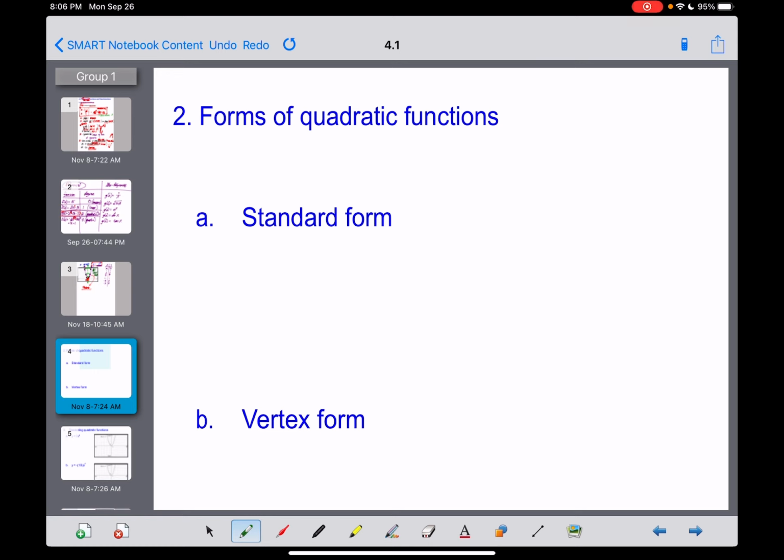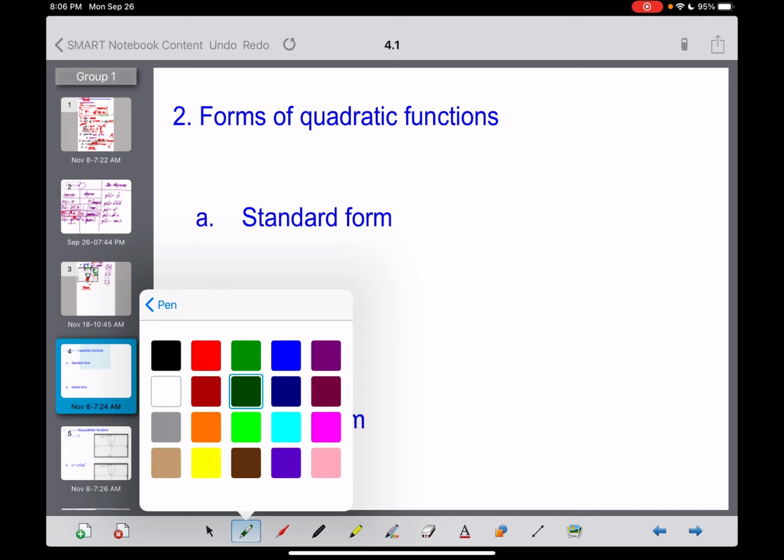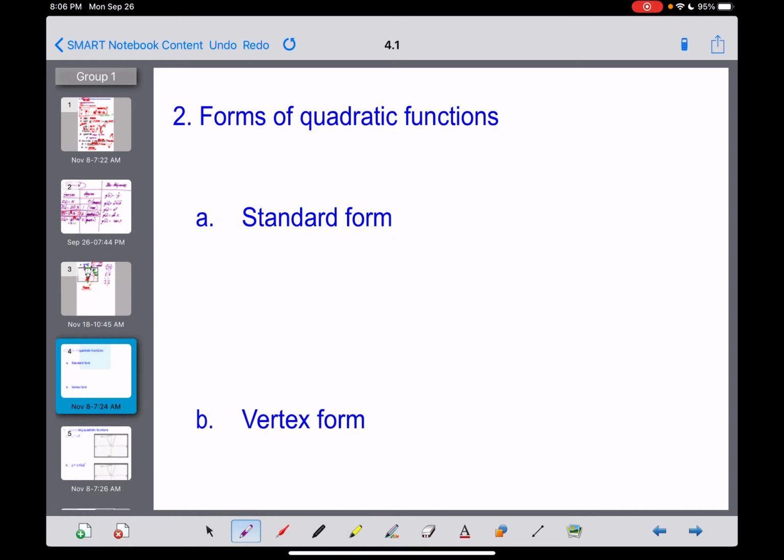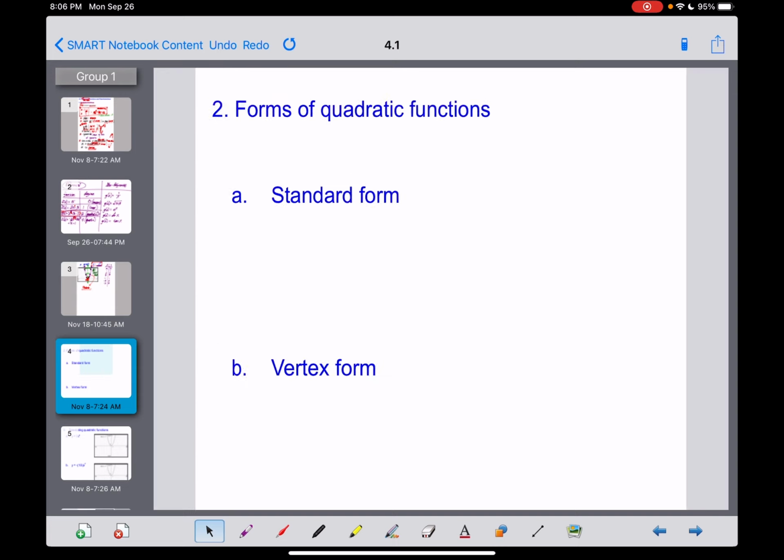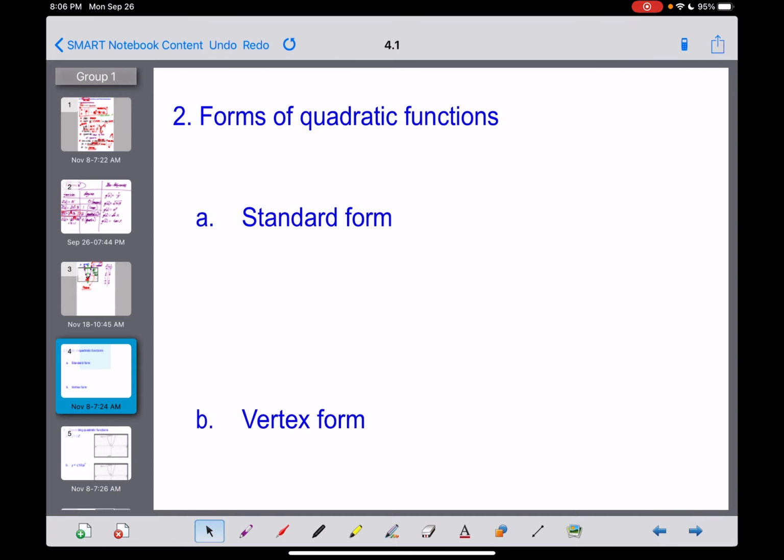Okay, what else did I want to write down right here, guys? Now seems like a decent time to talk about forms of quadratic functions. There are 3 of them that are most common, but I think your book really only deals with 2, if I'm not mistaken. Yeah, I didn't even put the 3rd one in here, so I guess you guys are off the hook.